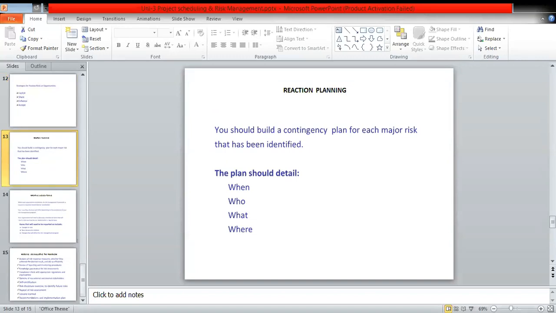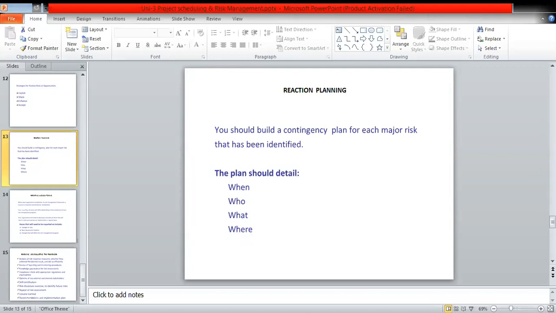So reaction planning, right? Reaction planning means you should build a contingency plan for each major risk. You should know what kind of plan you take and what kind of risks you need to handle, and you just identify them and start, right?